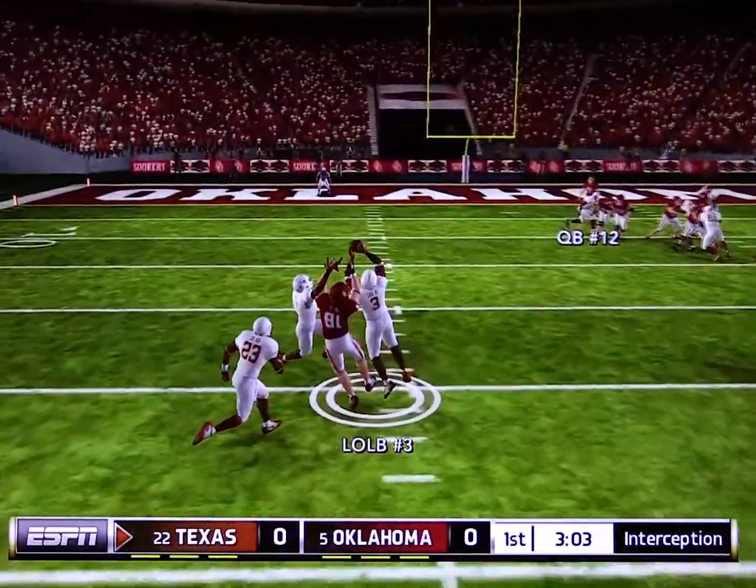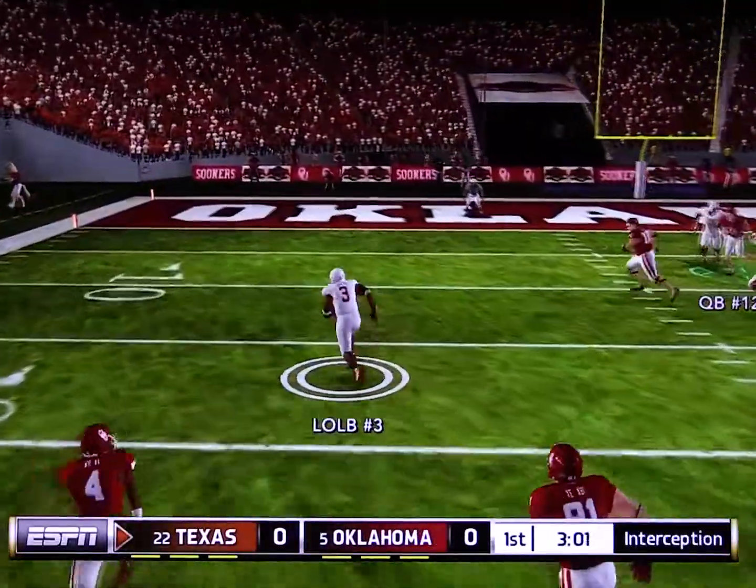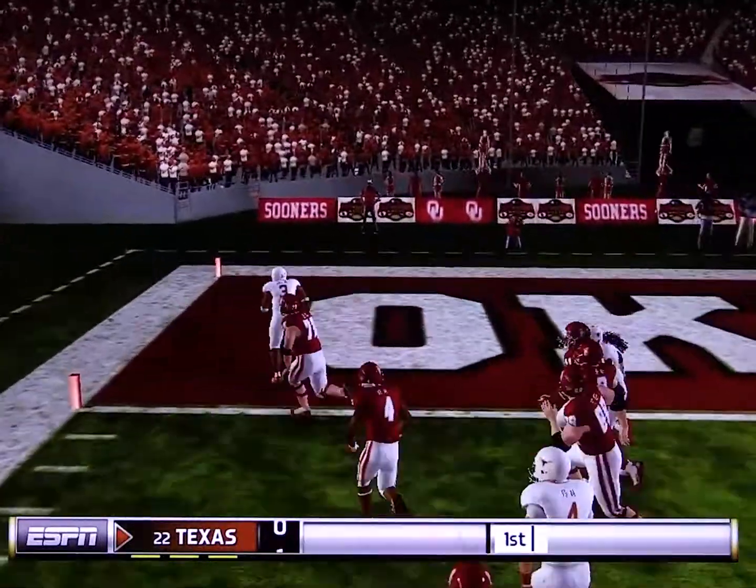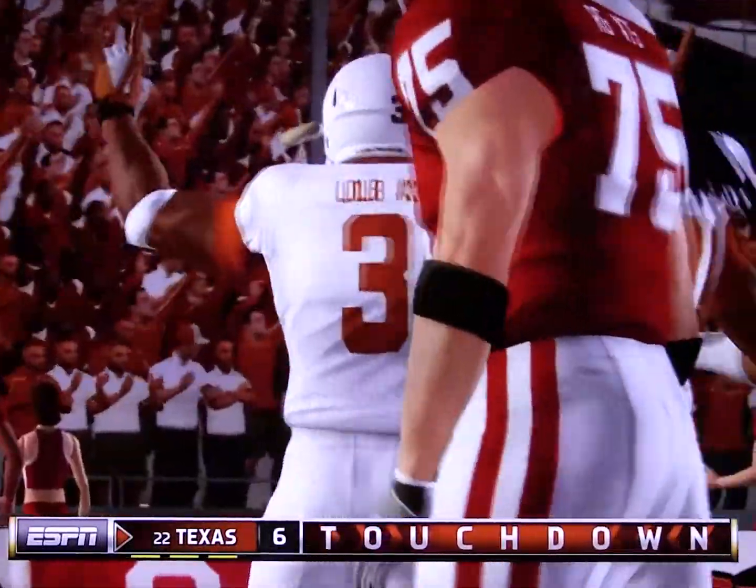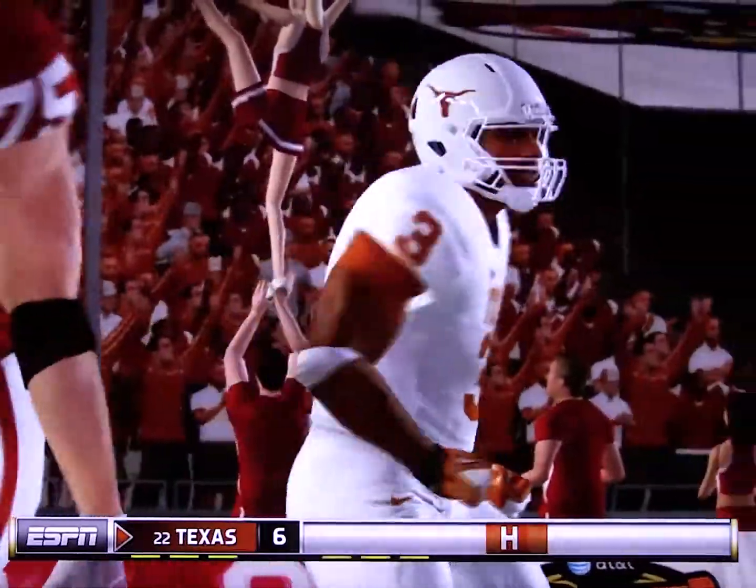Throws it into coverage and it's intercepted. And this could be a big return. Touchdown, Texas!